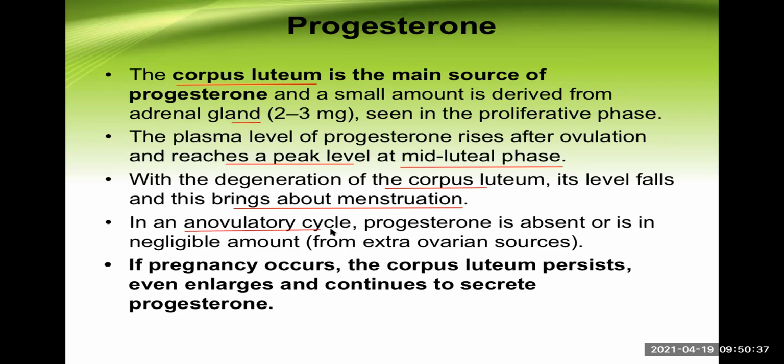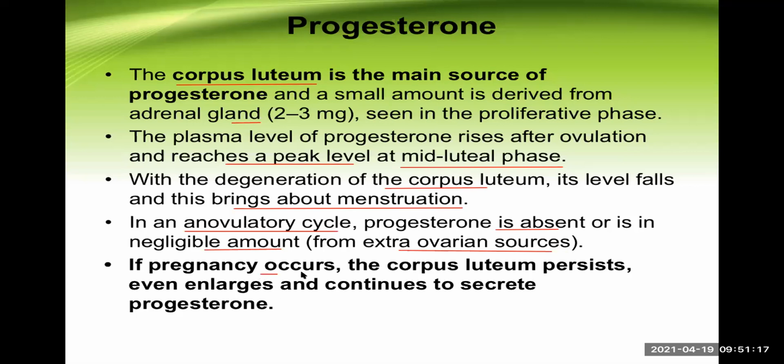In an anovulatory cycle where there is no ovulation, progesterone is absent or is in negligible amount, because some amount of progesterone is also secreted from extra ovarian sources, but that is not enough to maintain the function. So there is a certain cycle known as an anovulatory cycle. Many ladies suffer from that, they don't have ovulation. So they have excessive estrogen in the body, but they don't have any progesterone. And this is called unopposed estrogen stimulation. And this is not good for the female body.